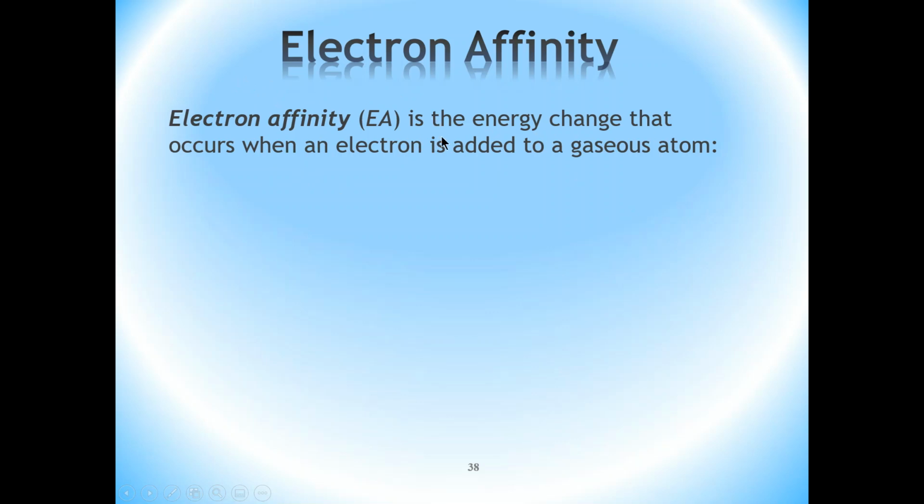It is the energy change that occurs when an electron is added to a gaseous atom. So it's kind of the opposite of ionization energy that we just discussed, right? If you have an atom, M, in a gaseous state, and it gains an electron, it forms an anion, and the enthalpy change for that would be called the electron affinity.